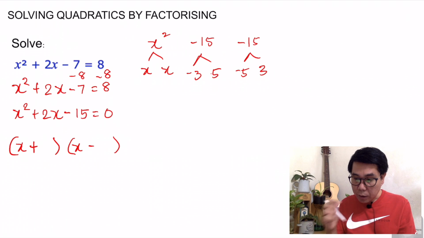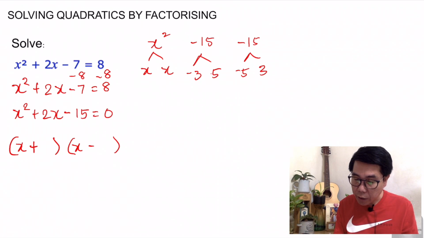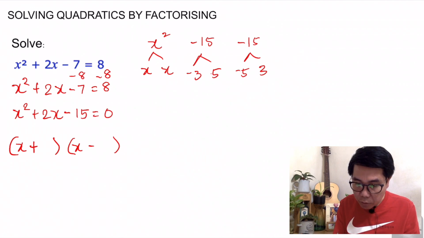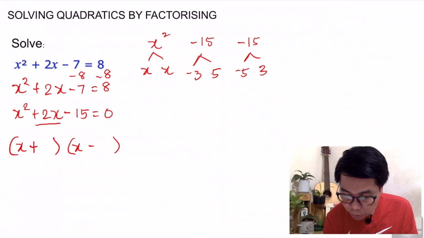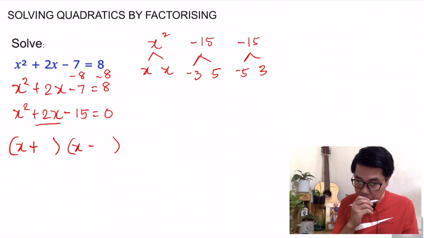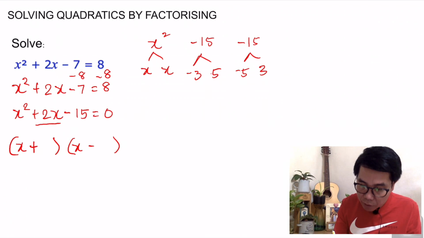Which one, when we multiply, 3 times 5 is 15. But we need to have positive 2x. So which one will we put so that when we subtract, it will give us positive 2? That means it must be 5 here and 3 here.